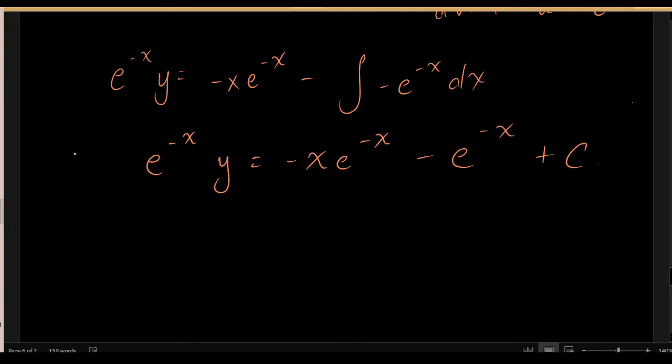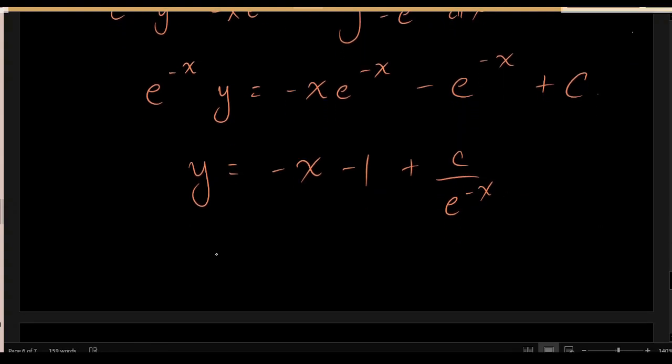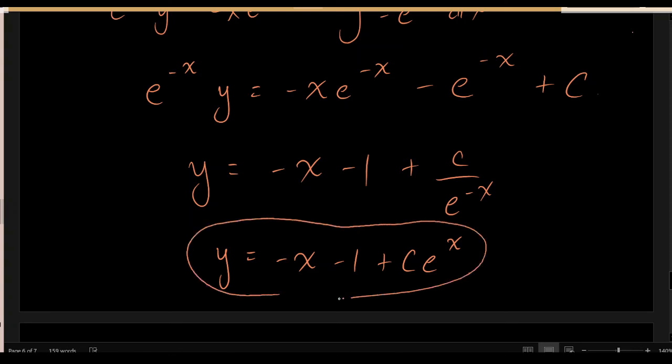So finally, let's go ahead and solve for y by dividing both sides by e to the minus x. So that will cause y to be equal to negative x minus 1 plus c divided by e to the minus x, which, if we so desire, can be rewritten as an e to the positive x in the numerator. The solutions to the given linear ODE have this format.